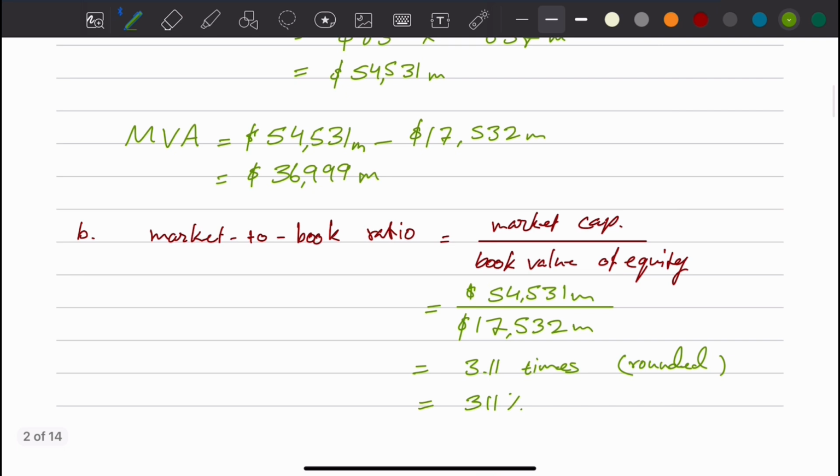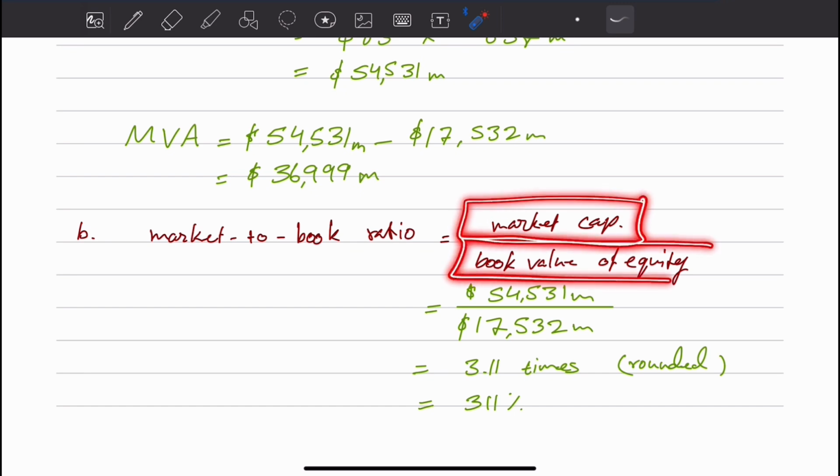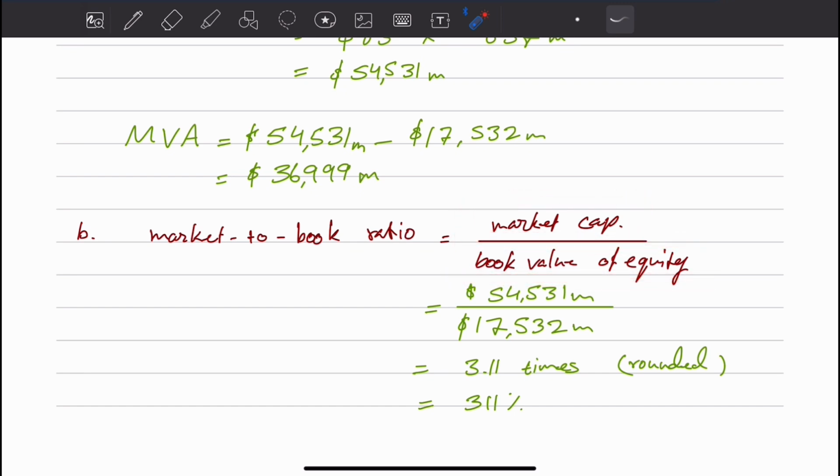Typically for values in ratio analysis that are more than 1, we don't normally transform them into a percentage. We just leave them as a multiple. Okay, multiple in English. So this pretty much shows us how many times the market capitalization is higher than the book value of equity.